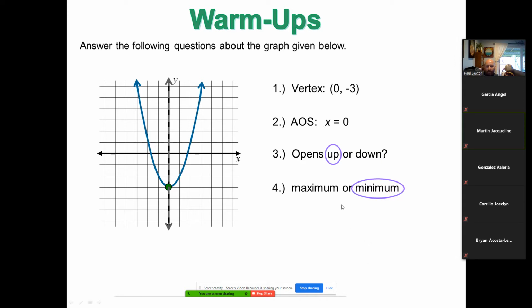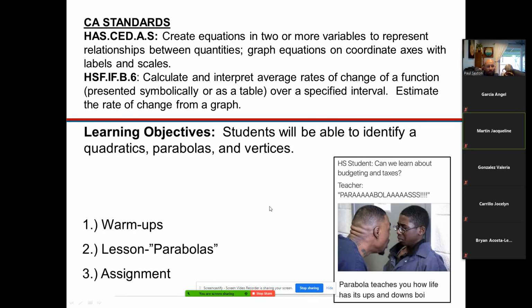All right, so go ahead and go back to Classroom and open up the lesson 2. Open up the notes.